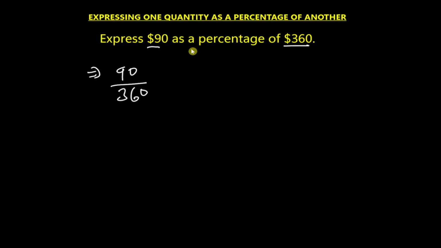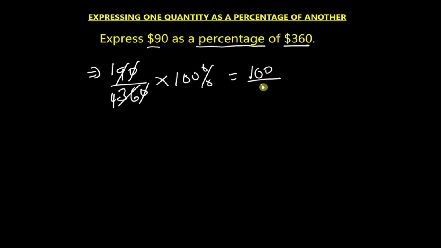The question says as a percentage. So you multiply it by 100%. This zero can cancel this zero. The 9 over here goes into this 1 and goes into 36 4. We are going to have 100 over 4.